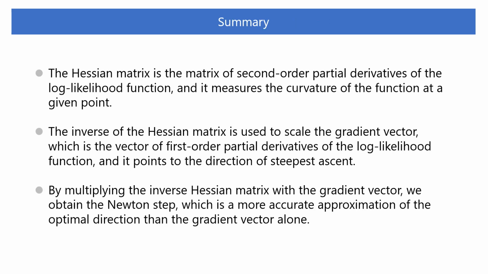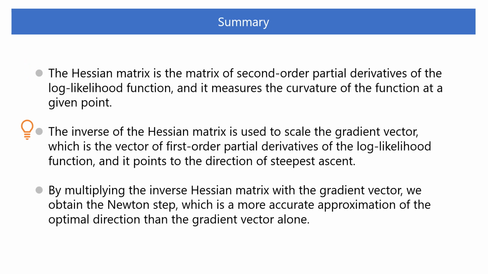Let's summarize the points. Newton's method for logistic regression is an iterative algorithm that updates the coefficients of the model by finding the direction that maximizes the log likelihood function. The Hessian matrix is the matrix of second-order partial derivatives of the log likelihood function, and it measures the curvature of the function at a given point.